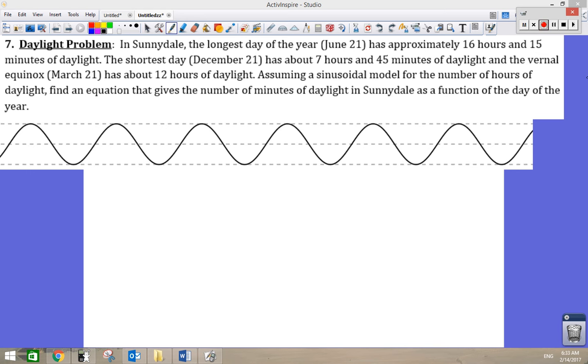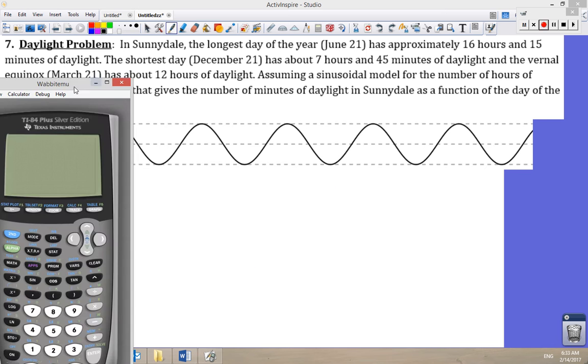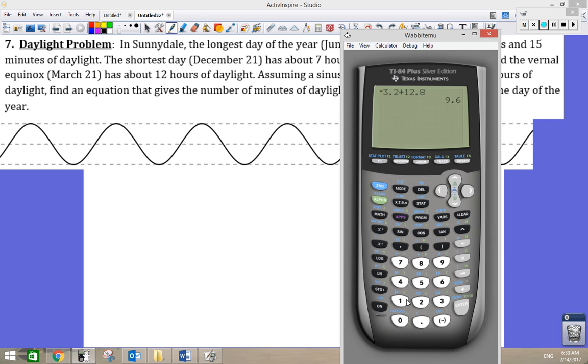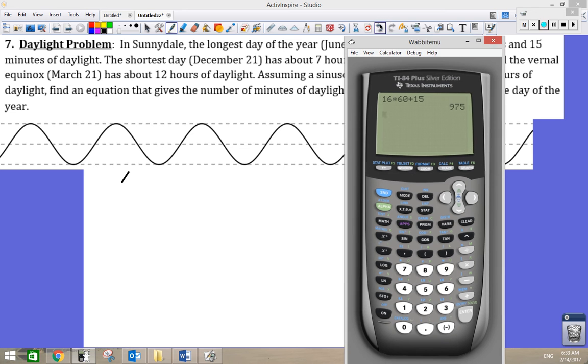Alright, so let's work in minutes. So 16 hours and 15 minutes. 16 times 60 and then add 15 gives our maximum in minutes of 975. So our 975 minutes is our max.